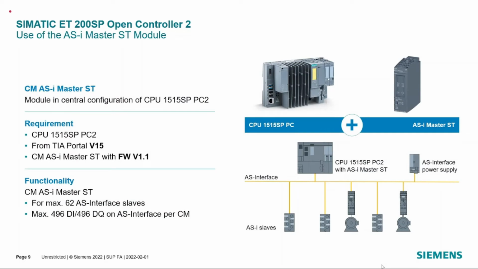Then for applications where there is a requirement of an ASi master, ASi is mostly used or preferred in the F&B sectors. So in those cases, a CM ASi master ST module is also available. You can directly connect that CM ASi master ST module with the CPU, and then connect the devices on the rack. I'll use the highlighter to show you. From this CM ASi, you can directly connect the ASi modules.